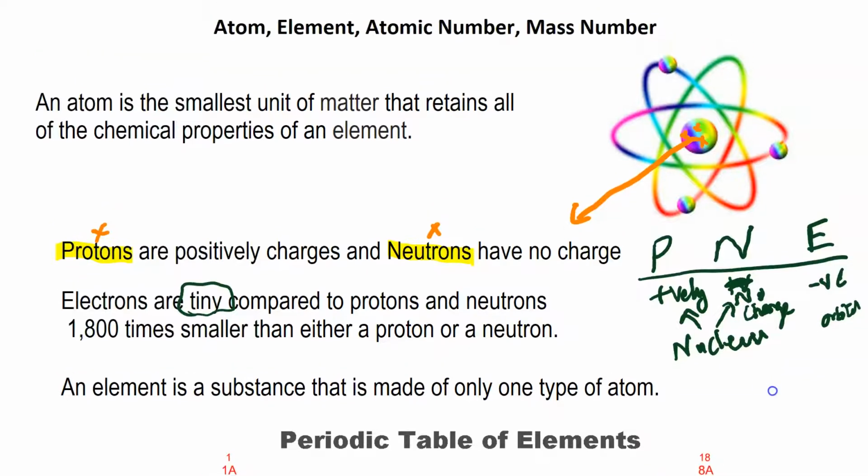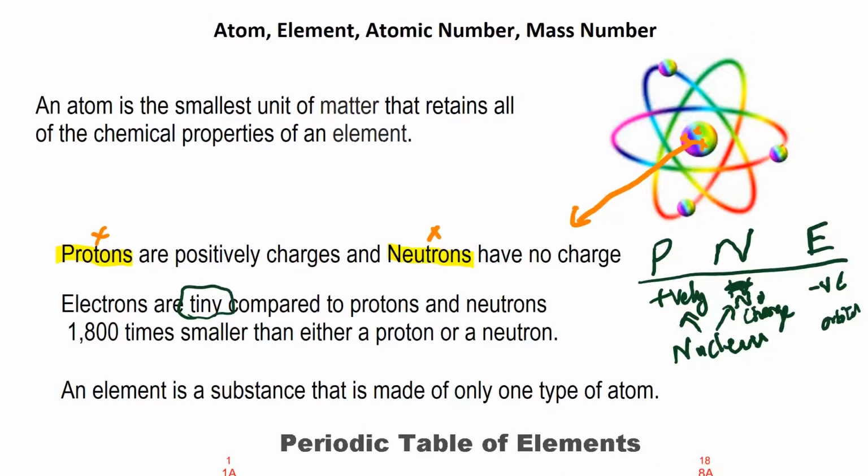So let's have a little recap. So what are atoms? Atom is the smallest unit of matter. Protons are positively charged and neutrons have no charge. Both of them are located in the nucleus. Electrons are tiny, and what is the charge? They are negatively charged and they are orbiting or revolving in the orbitals. So that's the basics about subatomic particles.